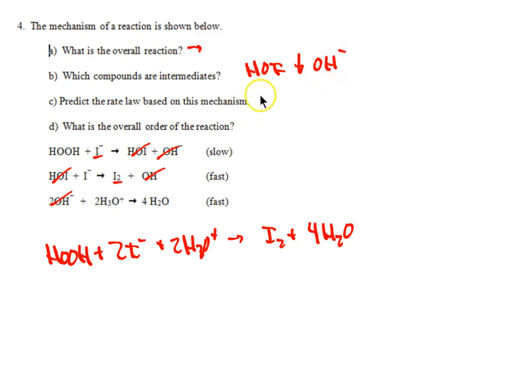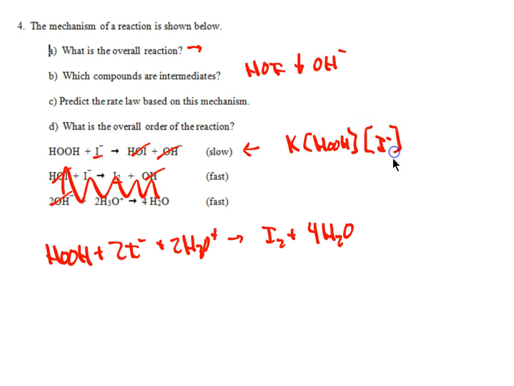The rate law based on this mechanism, so we only care about the slow step, which is the first, so that's really nice. So rate equals k[HOOH][I minus], right? Okay with that? And the overall order, it was just a 1 and a 1. If the second one was slow, it'd be a 1 and a 2. So the overall is 2, because they're both 1s. Okay, are we confident with those?